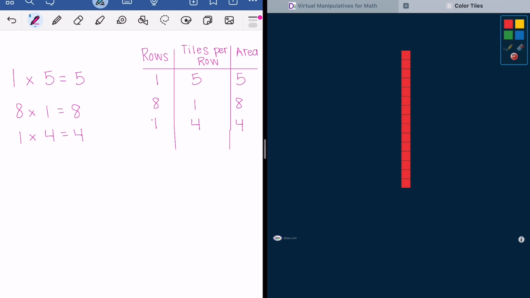The multiplication equation that represents this model is 15 rows of 1 tile per row is the same as 15 square inches. Let's add this to our table. 15 rows, 1 tile per row, gives us an area of 15. Look at our multiplication equations and the information in the chart. What do you notice? We can see that if one is a factor of the equation, then the area is equal to the other factor. This is called the identity property.